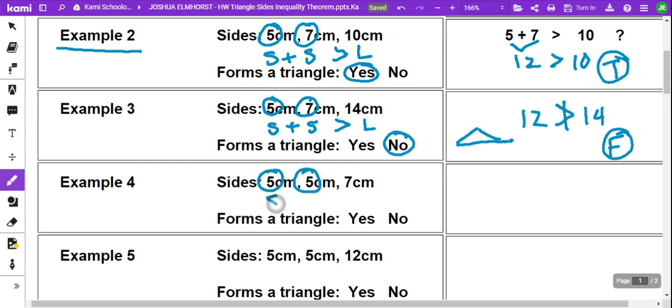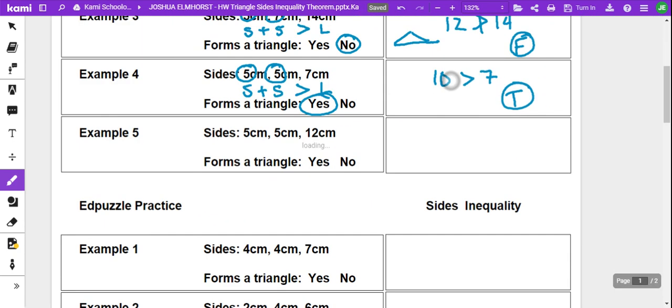Short side, find the two smallest numbers and then compare to the longest number, or the longest line segment. So 5 plus 5 is 10. 10 compared to 7, this is true. 10 is greater than 7, so yes, it will form a triangle.